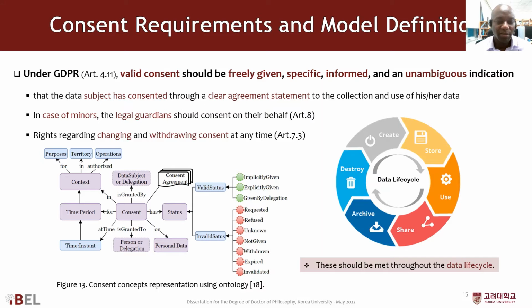A valid consent should be freely given, specific, informed, and unambiguous. For underage minors, their legal guardian should consent on their behalf. Subjects are given the right to change or withdraw consent at any time.